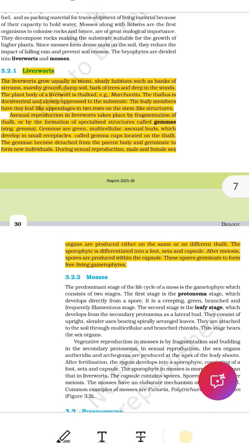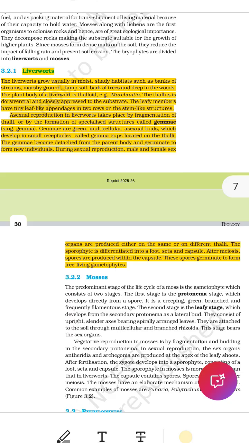Where do liverworts live? Liverworts love wet, shady, and cool places. You will find them on the sides of streams and rivers, in marshy, muddy and wet soil, on tree bark, and deep inside damp forests. They need moisture, wetness, because they cannot reproduce without water.